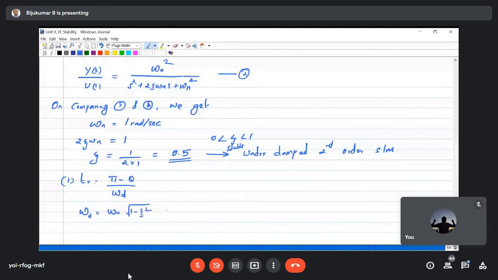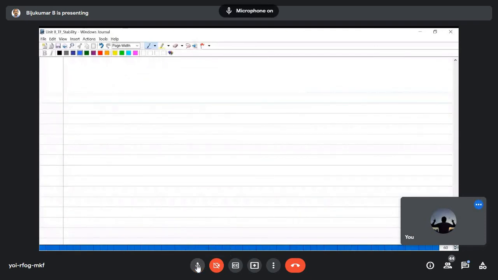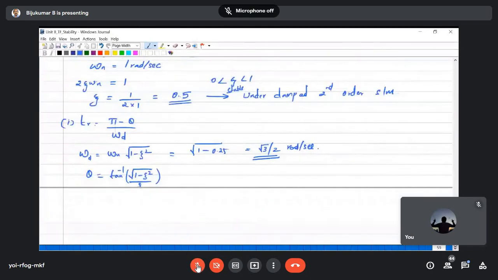So what is the answer? Root of 1 minus zeta square, that is root of 0.25. Good. So omega d is root 3 by 2, something like that. That is also in radians per second. So how will you find theta? Theta is tan inverse of root of 1 minus zeta square by zeta. Please calculate and tell me what is theta. It is in degrees, right? 60 degrees, yes.